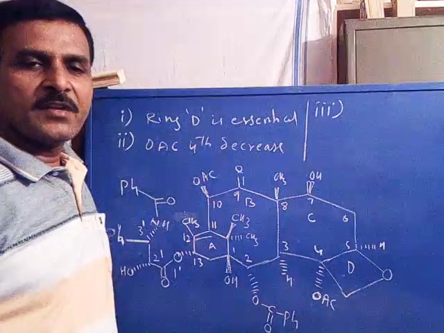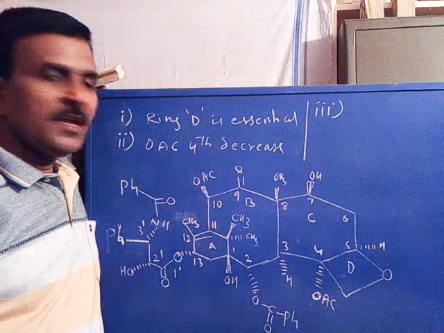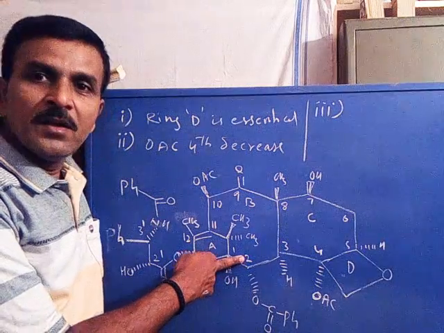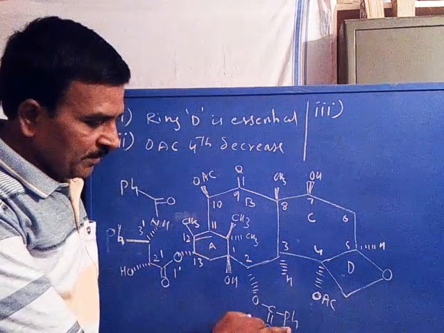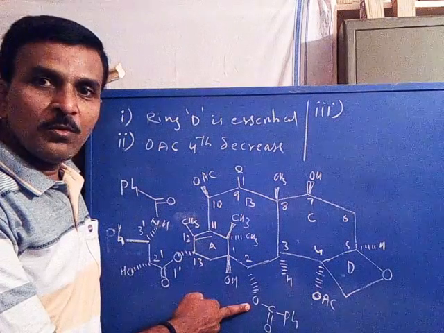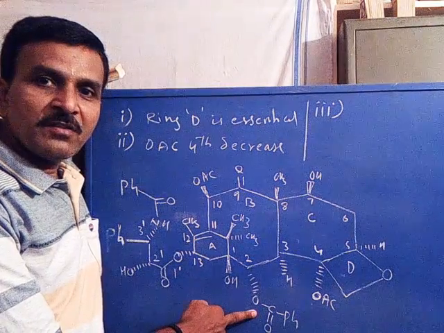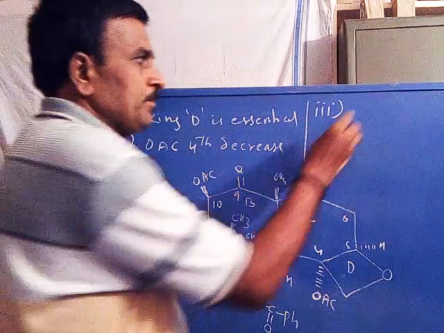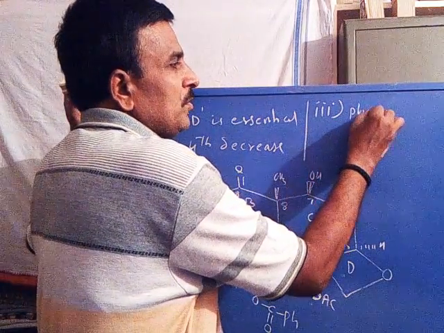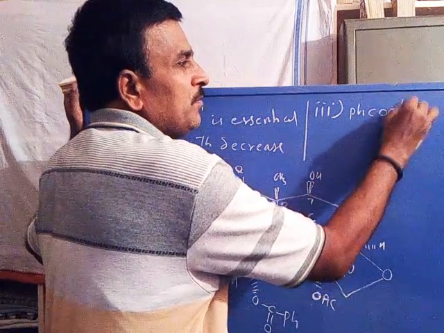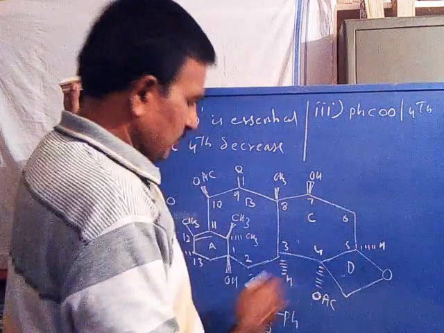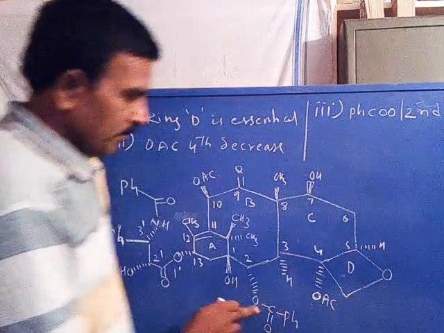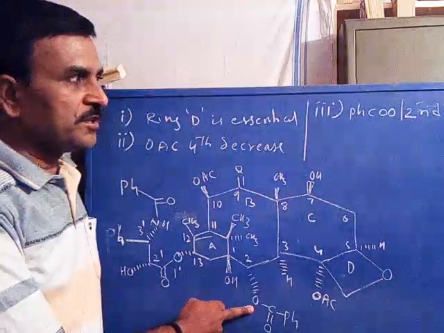Next, number 3. The third structure activity relationship study. Now PhCOO group at second position. Where is second position? This is second position, consisting of a PhCOO group, benzoate group. Now presence of benzoyl oxy substitution at second position is also essential. PhCOO group at second position is essential.